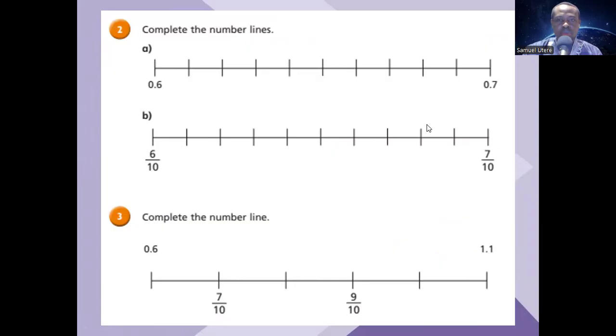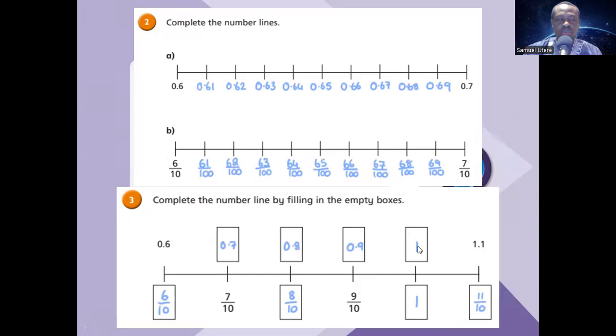Assuming you've paused the video and you've answered the questions, here are the answers. Let's discuss them. For question 2, you were asked to complete the number lines. We can see here that the difference between 0.6 and 0.7 is 0.1. Now we have 1, 2, 3, 4, 5, 6, 7, 8, 9, 10. So we have 10 intervals.